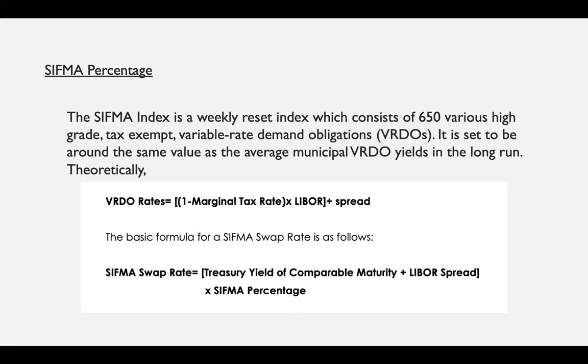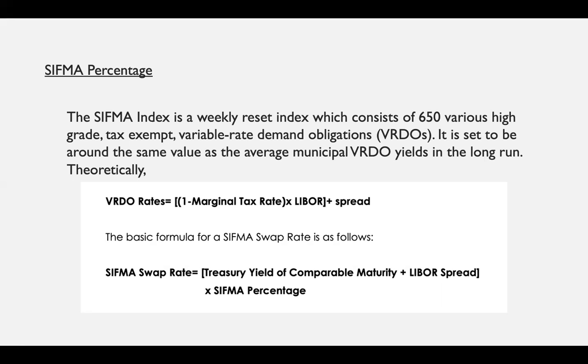Sigma percentage stands for Securities Industry and Financial Markets Association index. It is a weekly research index which consists of 650 various high-grade tax-exempt variable rate demand obligations. It is said to be around the same value as average municipal bond yields in the long run, theoretically. It means that on any day, the rate is determined on the basis of the 7-day high-grade market index of tax-exempt variable rate demand obligations, as produced by Municipal Market Data and published or made available by the Securities Industry and Financial Markets Association.